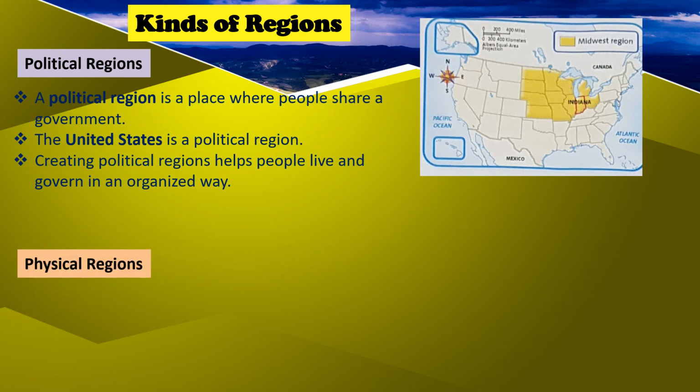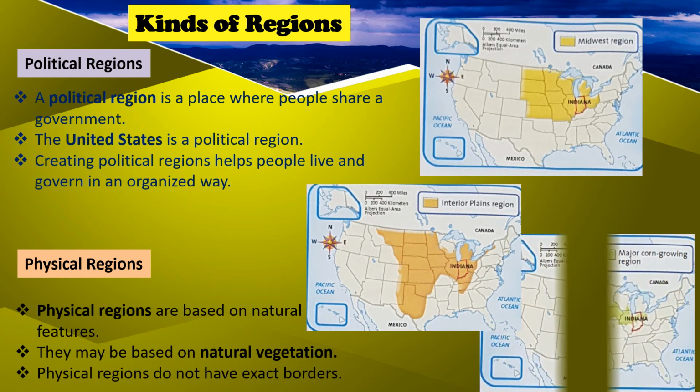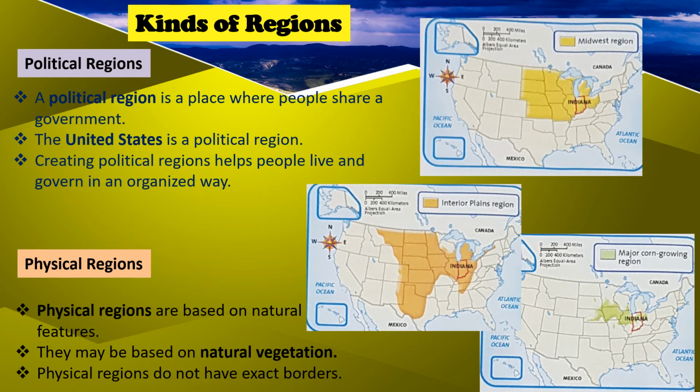Number two is physical regions. Physical regions are based on natural features. These features include landforms, rivers, climates, or the kinds of wildlife that live in an area. Physical regions also may be based on natural vegetation. Again, natural vegetation is the plant life that grows in an area. Physical regions, class, are based on nature, but people still define them.